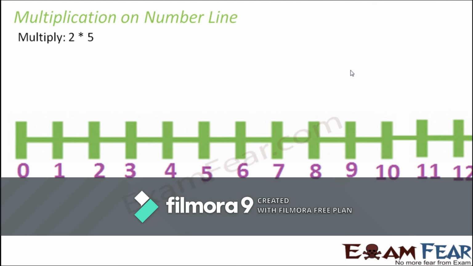Now how about multiplication on a number line? How do we multiply on a number line? This is also going to be very interesting. So let's say you want to multiply 2 and 5. 2 into 5 would be how much? So first thing is we want to multiply 2. What does this mean? 2 into 5 means that basically 2 is added 5 times. So 2 into 5 is just another way of writing 2 plus 2 plus 2 plus 2 plus 2.